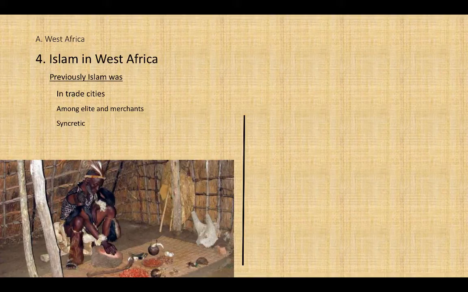Next, let's shift gears. Instead of talking about political, let's talk about cultural. Islam in West Africa. So again, a change over time. The line down the middle of the page kind of shows you this change. Previously, Islam in sub-Saharan Africa was only in trade cities. It was among the merchants and the elite, and it was syncretic. Africans tried to blend Islam with their native animistic polytheistic beliefs. And so there were Africans who were Muslim, and they would pray to Allah, but they would also believe in magic and amulets and witch doctors and divining the future, those kinds of things.